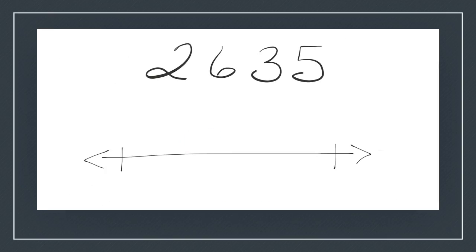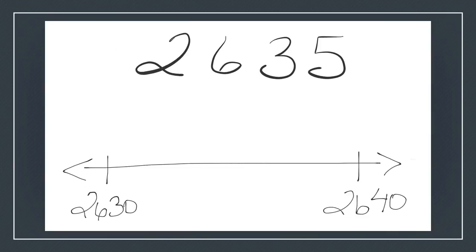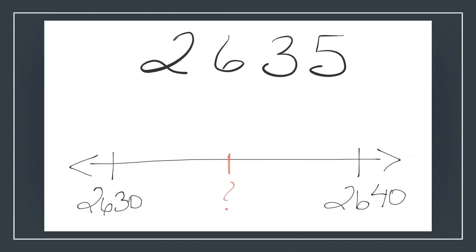Now, again, with this same number, 2,635, your benchmark numbers will change. I'm not always going to use 2,600 and 2,700 because if I want to round to the nearest 10, those numbers are no longer my benchmark numbers. So what would my benchmark numbers be if we're rounding to the nearest 10? If we're looking at the tens place, what are our benchmark numbers? So we want kids to get to the point where they can place the benchmark numbers here and also think about what would that middle point be and then where would our number fall in relation to that. And this one would happen to fall right in the middle, right?